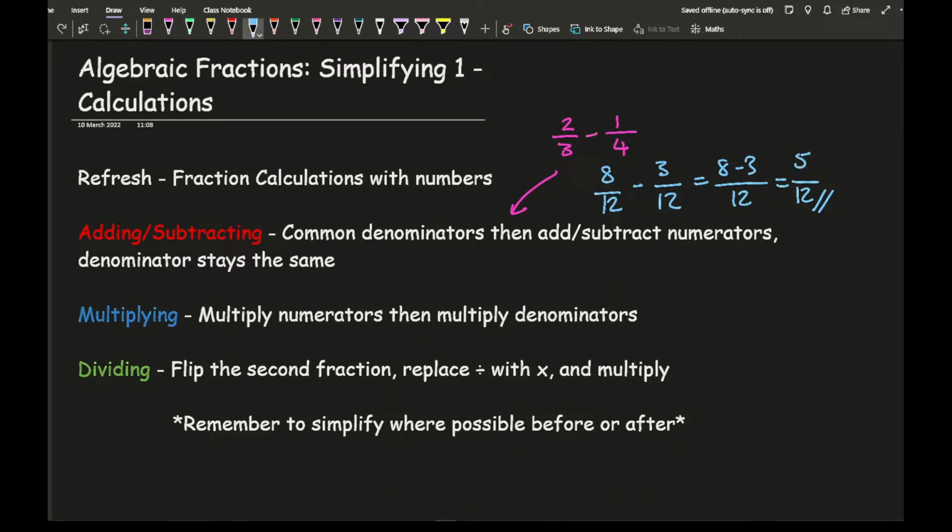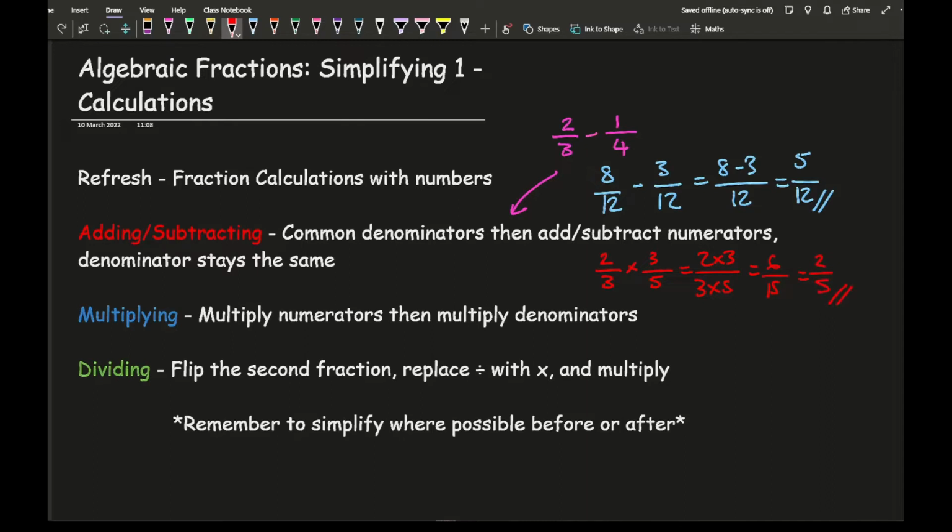and it will actually be 8 take away 3, which is 5, and that can't be simplified. Then with multiplying, again, all you want to do here is multiply the numerators and then multiply the denominators. So again, if I had 2/3 times, let's go for 3 over 5, then that's going to be 2 times 3 over 3 times 5, which is 6 over 15, and we can simplify that by dividing both the top and the bottom by 3, so it becomes 2 over 5, and there is my final answer.